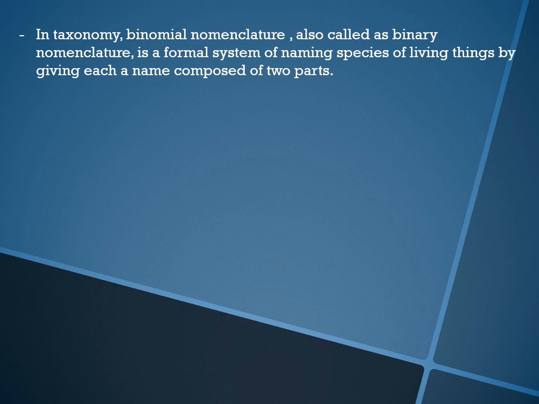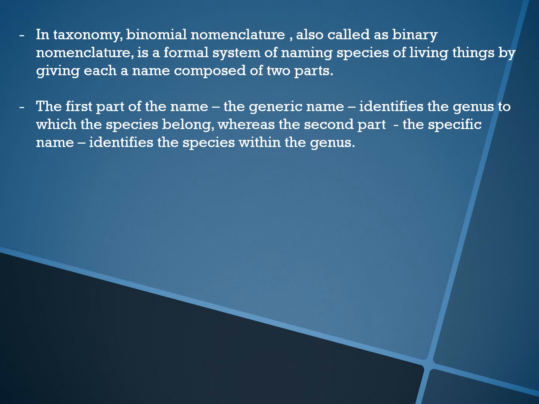In taxonomy, binomial nomenclature, also called binary nomenclature, is a formal system of naming species of living things by giving each a name composed of two parts. So in binomial nomenclature, we name any living organism in two parts. It's a formal system of naming an organism. Binomial nomenclature is also called binary nomenclature.